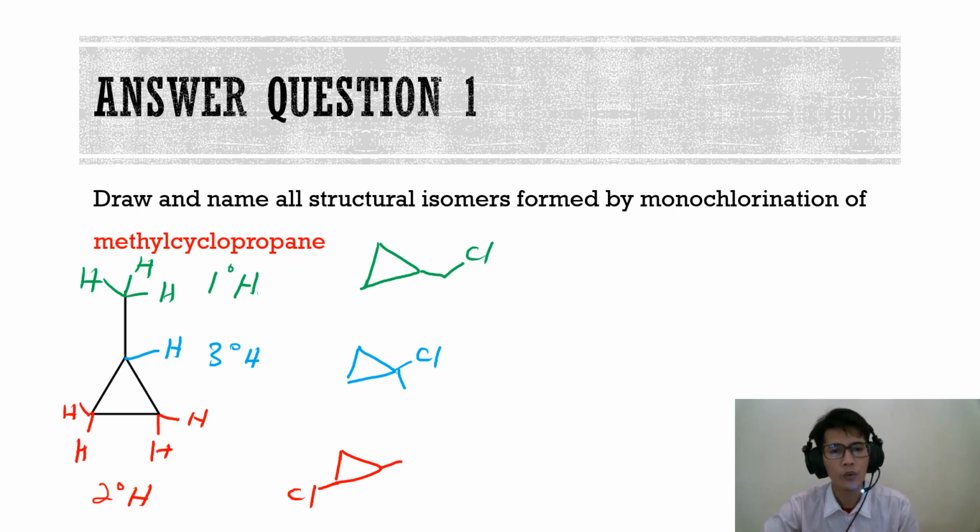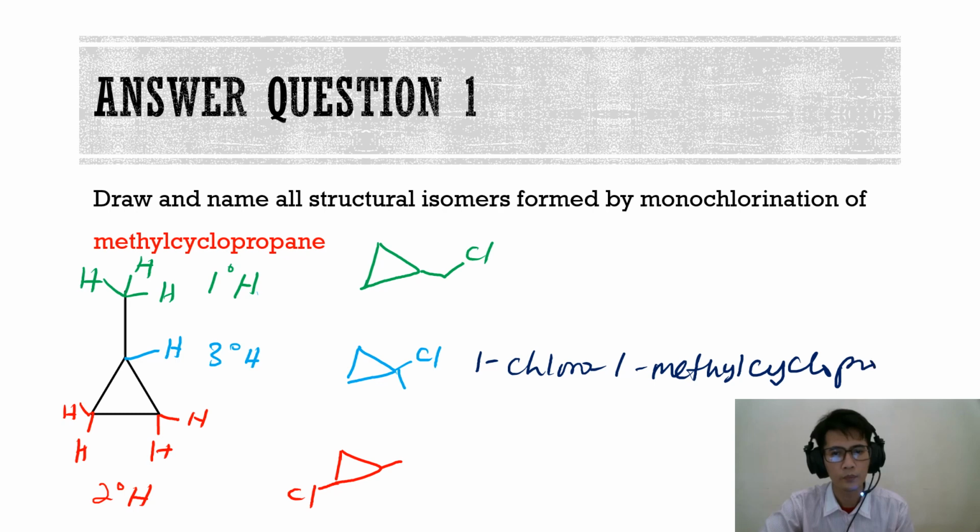Okay, at the carbon number 1 you have chloro. At the carbon number 1 also you have the methyl. Okay, so chloro is C, comes before M for methyl, so that the chloro is at the front of the name of this compound. Okay, so 1 chloro, 1 methyl, cyclopropane.